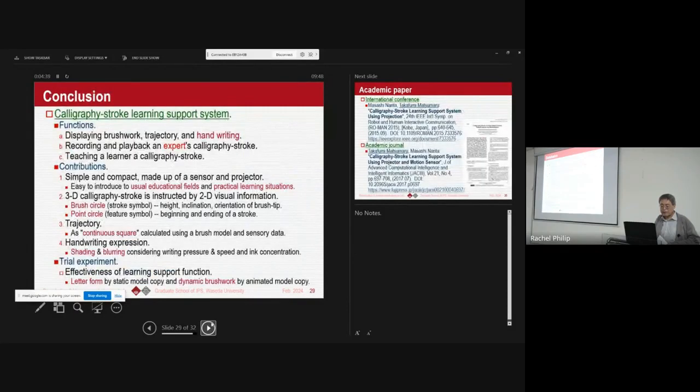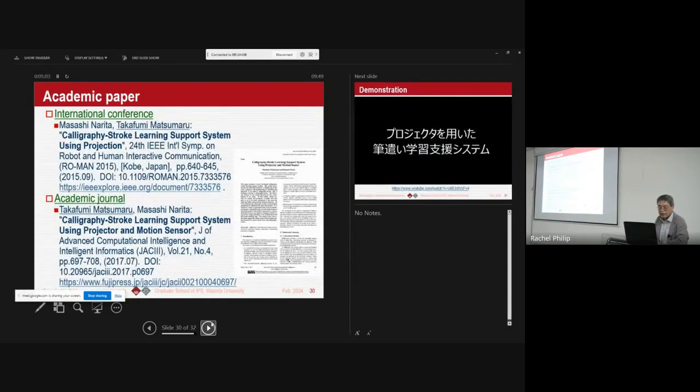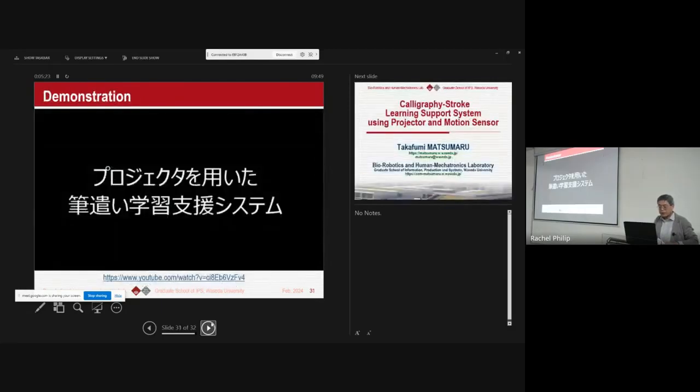The summary is like this. The functions are prepared, and the contribution is that various kinds of engineering technology were developed for this equipment and learning system. The experimental trial shows the effectiveness of this learning support system. And papers, conference papers and academic journal papers, have been published based on this. This project is based on one master's course student's master thesis. His name is Masashi Narita. Finally, he developed this kind of video, and this video is open to the public on the YouTube channel of our laboratory. So if you have some interest, you can watch this.